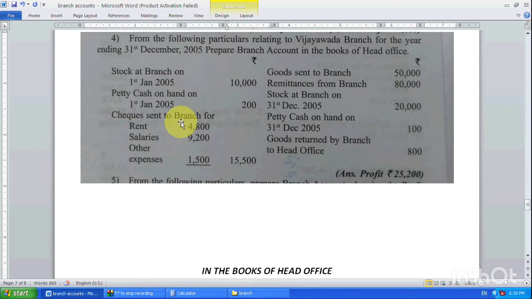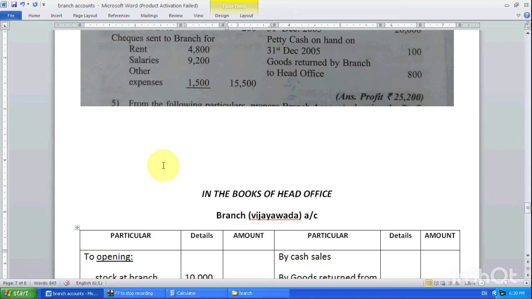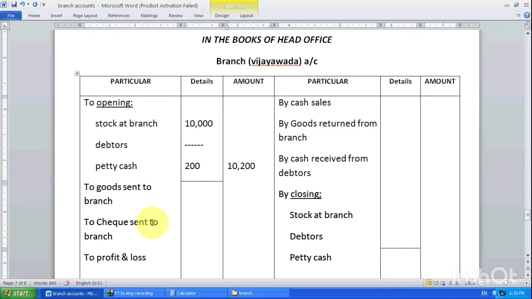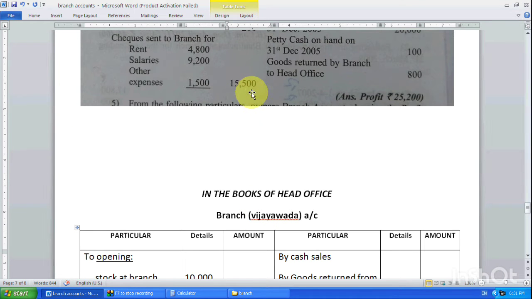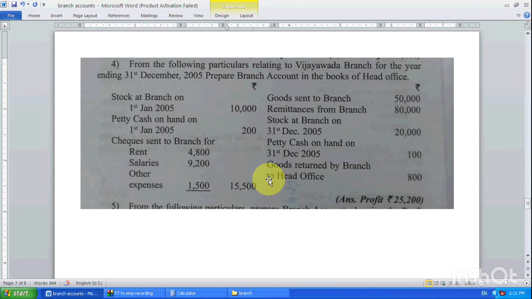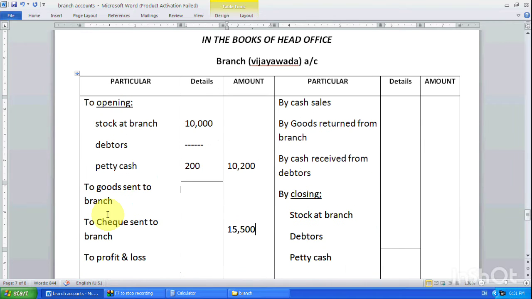Now, goods sent to branch, how much? Cheque sent to branch is also there, and goods sent to branch is 50,000. So first write the next entry, cheque sent to branch. We are going step by step, following the question. The overall cheque to branch is 15,500, and the next entry is goods sent to branch, that is 50,000.